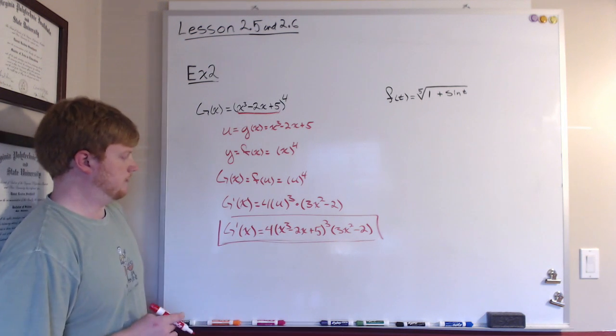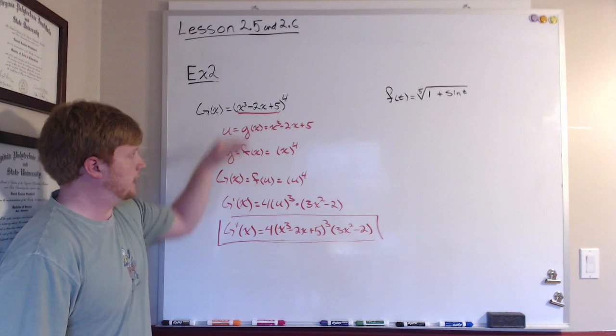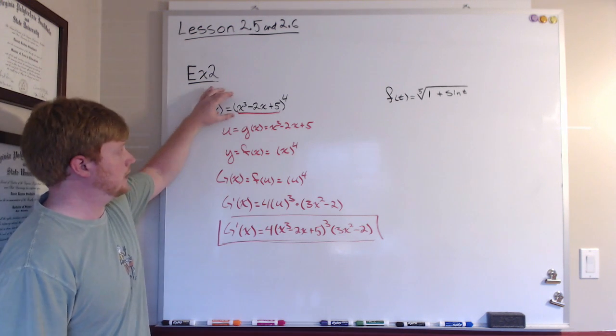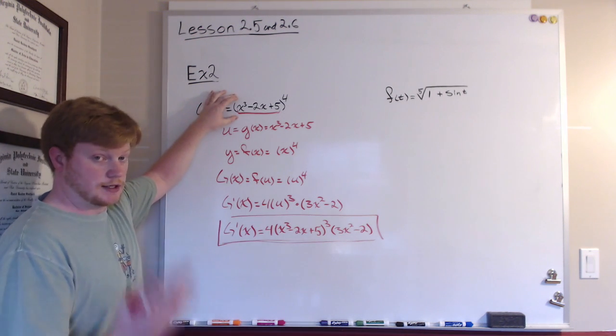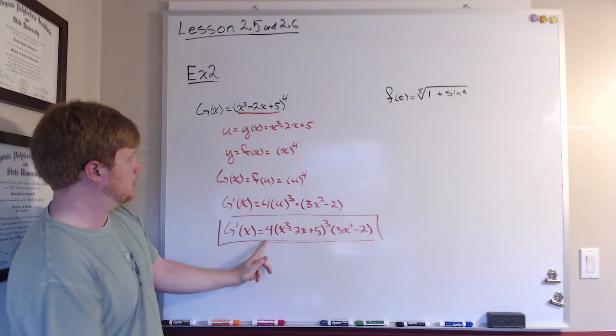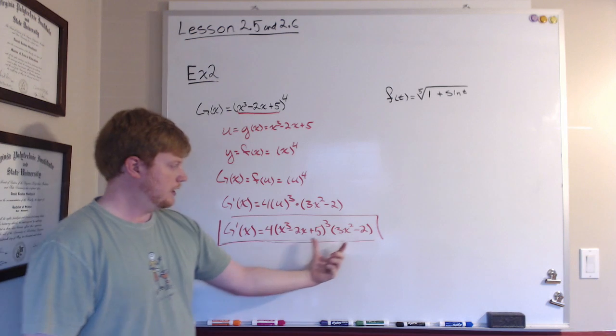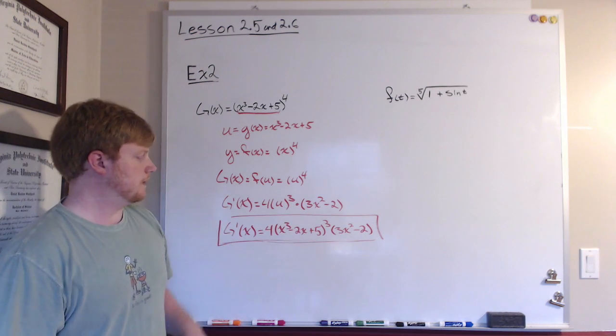So there would be my final answer. And if you go back up here and look and just sort of use that derivative of the outside times the derivative of the inside, you can see that all I've done is drop the 4 down and decrease the power by 1, leaving the inside the same. And then I multiplied by the derivative of that inside.